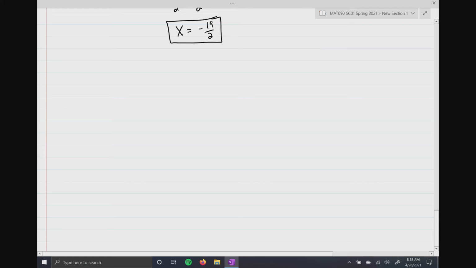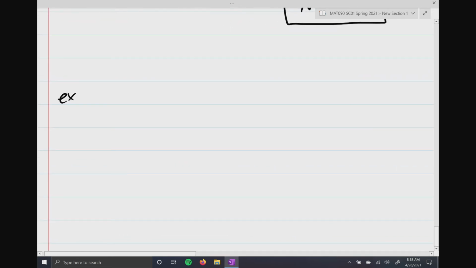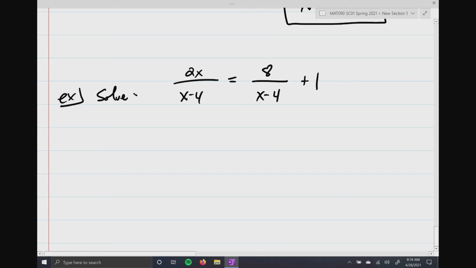Here's a situation where we're going to find out that it looks like we have an answer, but in reality, we don't. So, example, solve 2x over x minus 4 equals 8 over x minus 4 plus 1.